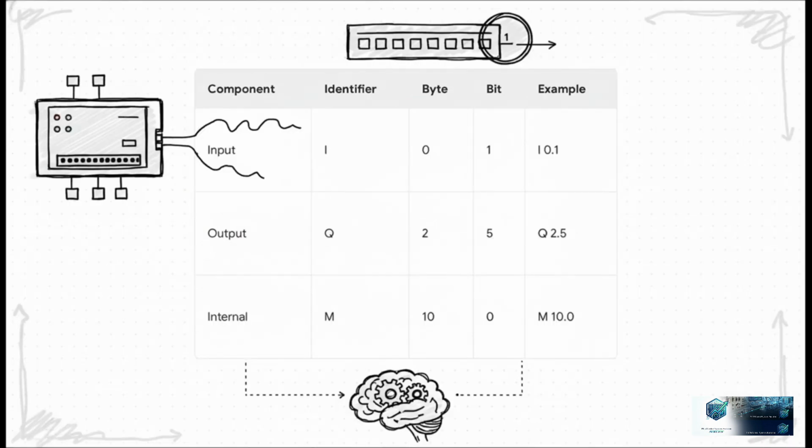And this is where it all comes together. Check this out. Look at that first example, I.0.1. That address is telling the PLC, hey, go look at the inputs, then find byte number 0 and tell me the status of bit number 1. See? It's a super precise, unmistakable instruction. And the exact same logic applies to outputs, which we often see with a Q, or even internal memory bits.